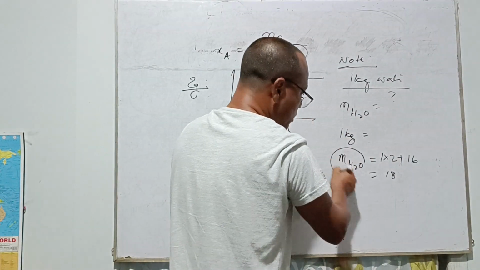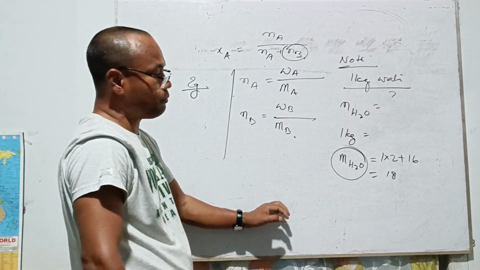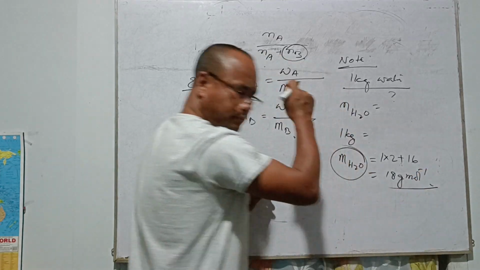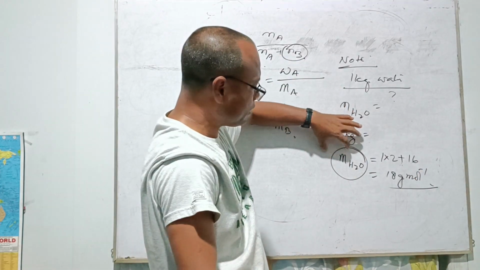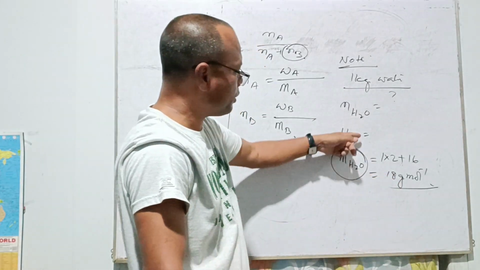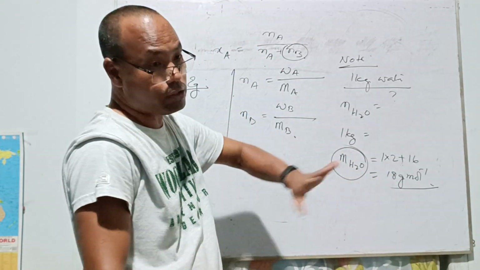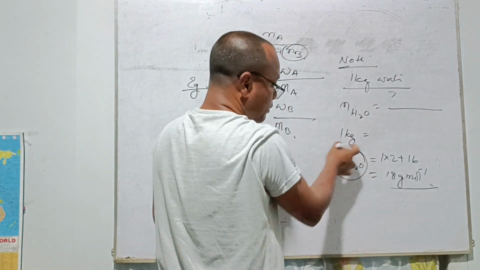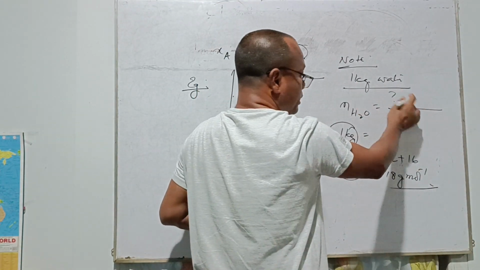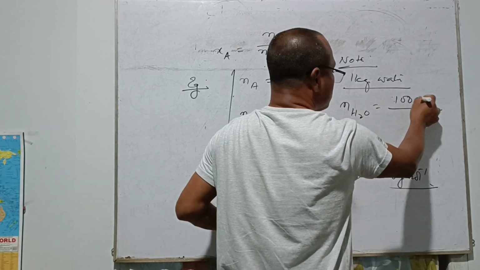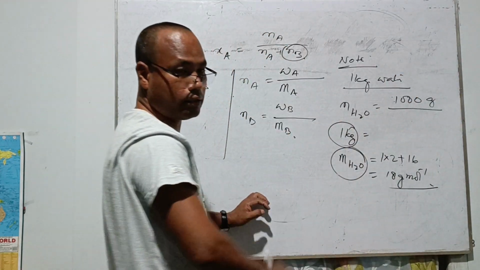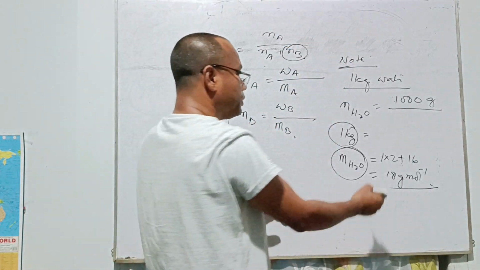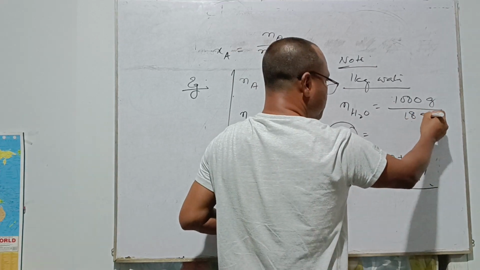Now, what is the unit of this molecular mass of water? That is gram per mole. Remember, the unit of this molar mass is gram per mole, so if we calculate with 1 kg, the calculation will be wrong. Therefore, the mass of water should be in grams. We have to convert 1 kg into 1000 grams of water. For 1000 grams of water, the number of moles is that divided by 18 grams per mole.